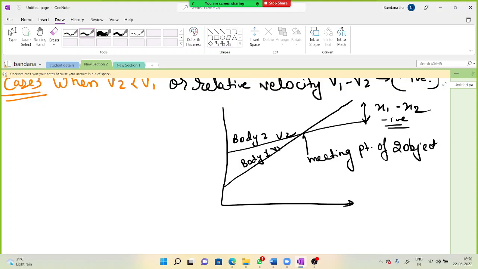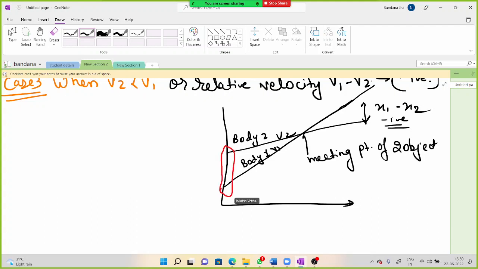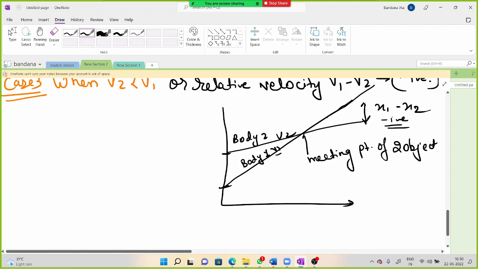Just like we want the train to go up, so it is going up. Body 1 is going up in this corner. Let me draw it. Here V2 should come, right? The starting position is the same. The starting position of both the bodies is this one. But the V1 velocity has increased so much.